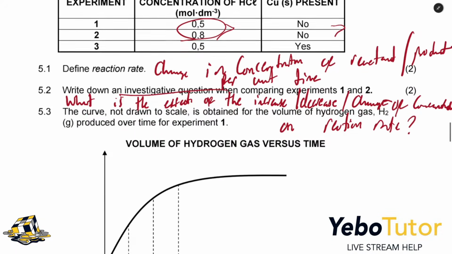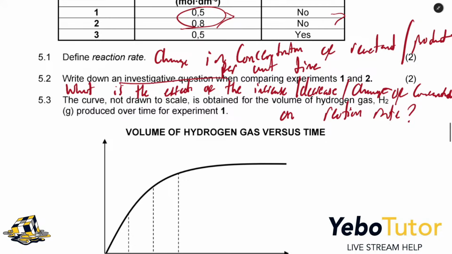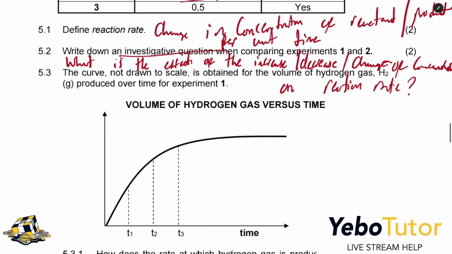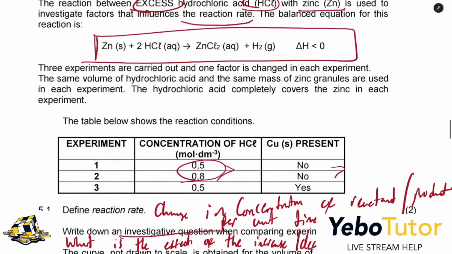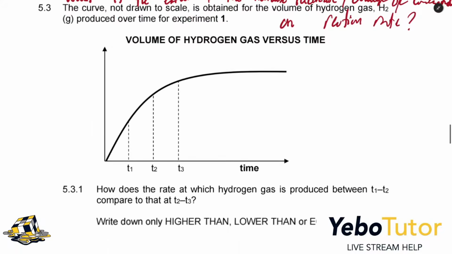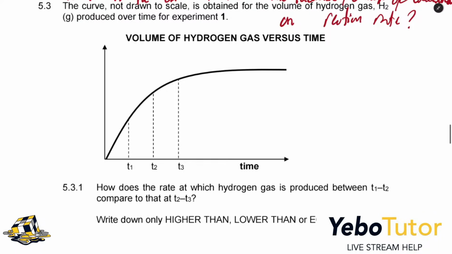Now the curve, which is not drawn to scale, is obtained for the volume of hydrogen gas, H2, produced over time in experiment 1. So this is the graph. You can see it's T1, T2, T3. Now, how does the rate at which hydrogen gas is produced between T1 and T2 compare to that between T2 and T3? Write down only higher than, lower than, or equal to. Definitely it's going to be higher than, guys. All right, definitely, with no doubt, this is going to be higher than.